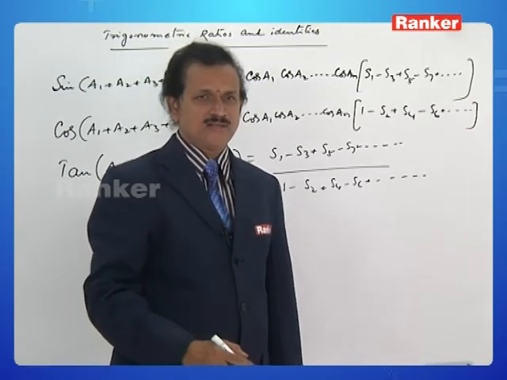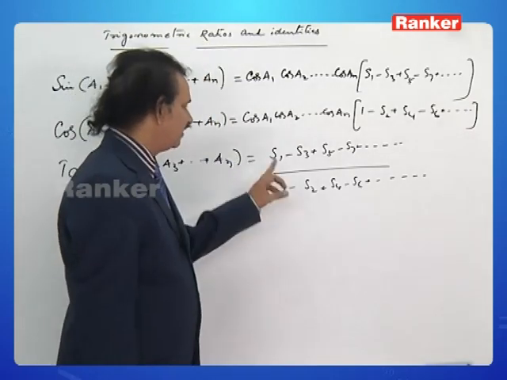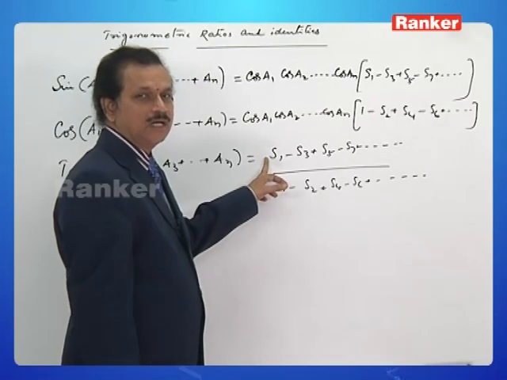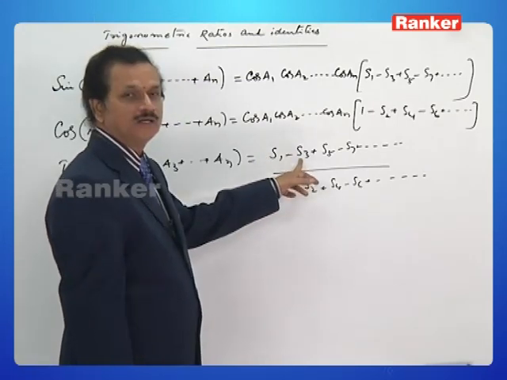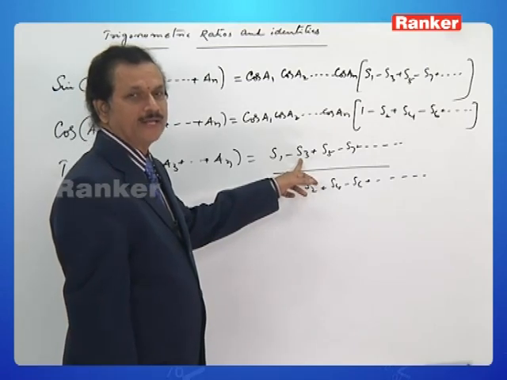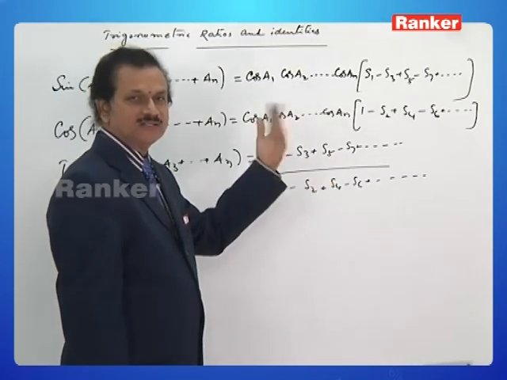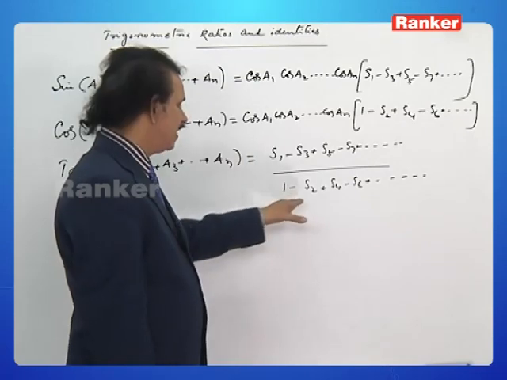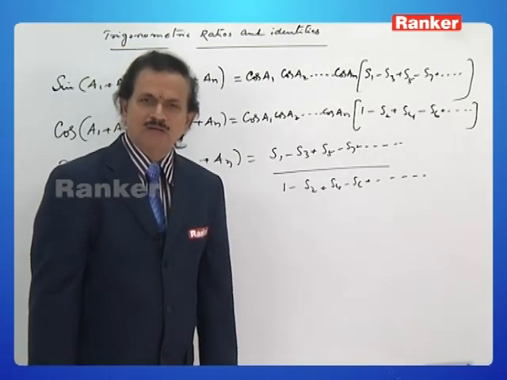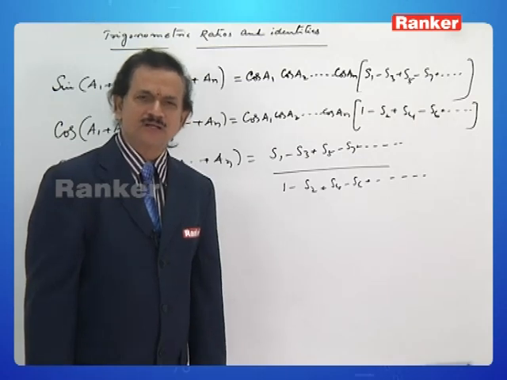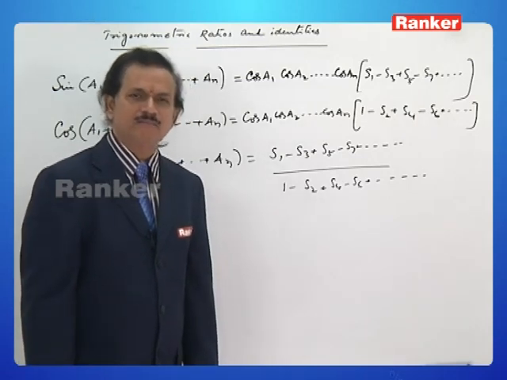Let us see whether it comes or not. S1 tan A1 plus tan A2 plus tan A3. S3 tan A1 into tan A2 into tan A3. No question of S5. Stop there. Come to the denominator. 1 minus S2. What is S2? Sum of the products taken two tangents at a time.